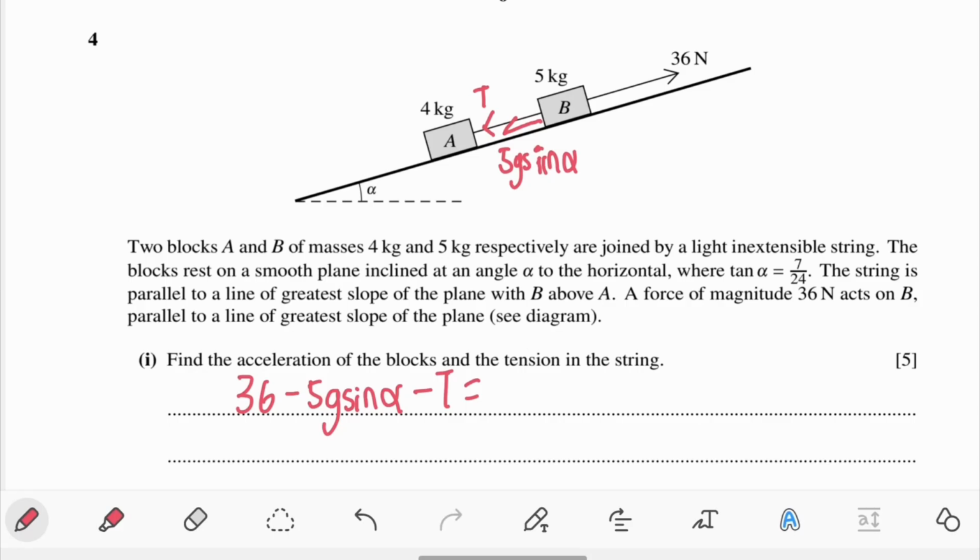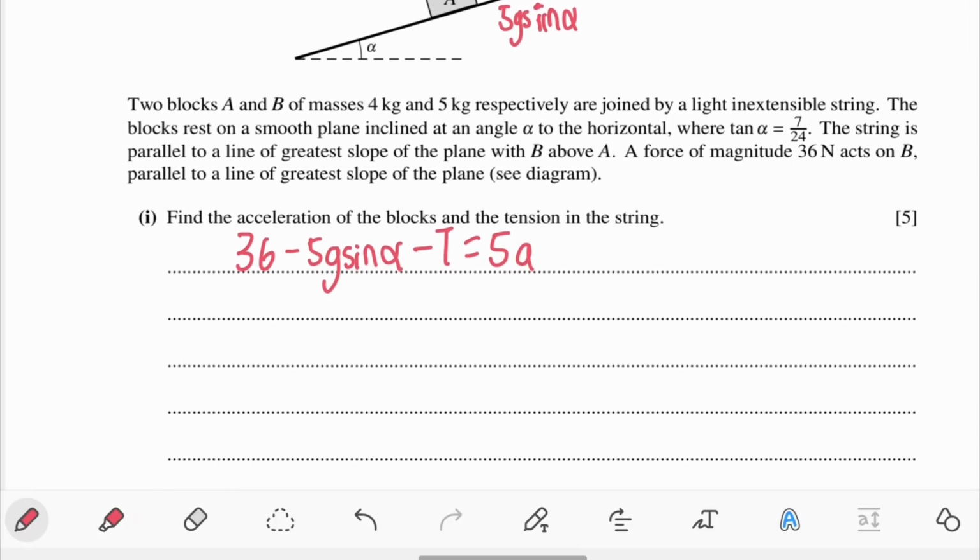So when you put these in the equation, you get this, and it is equal to, there's no equilibrium here, so there's some acceleration. So it's equal to the mass times the acceleration, the resultant force. In this case, our mass of B is 5, and acceleration is unknown, so we just represent it with a. So this is your first equation, but there are 3 unknowns.